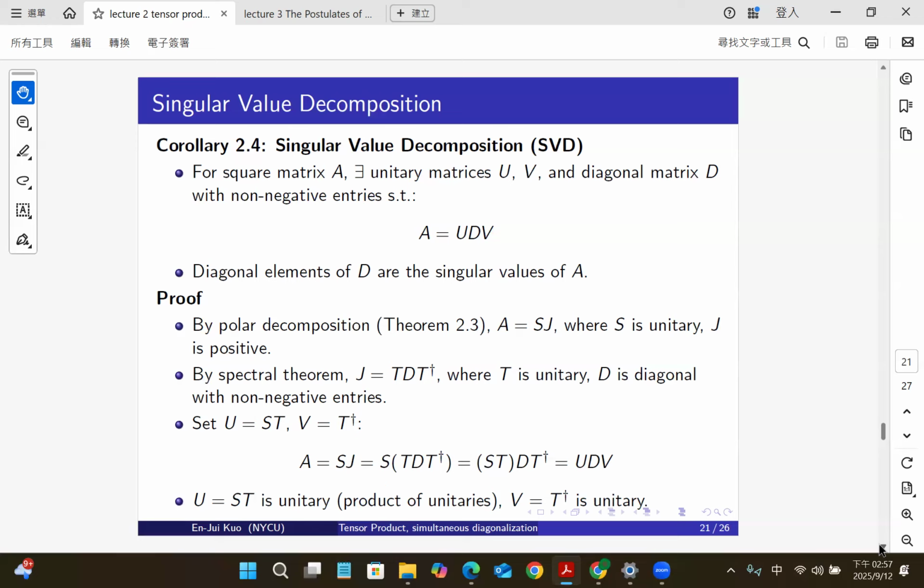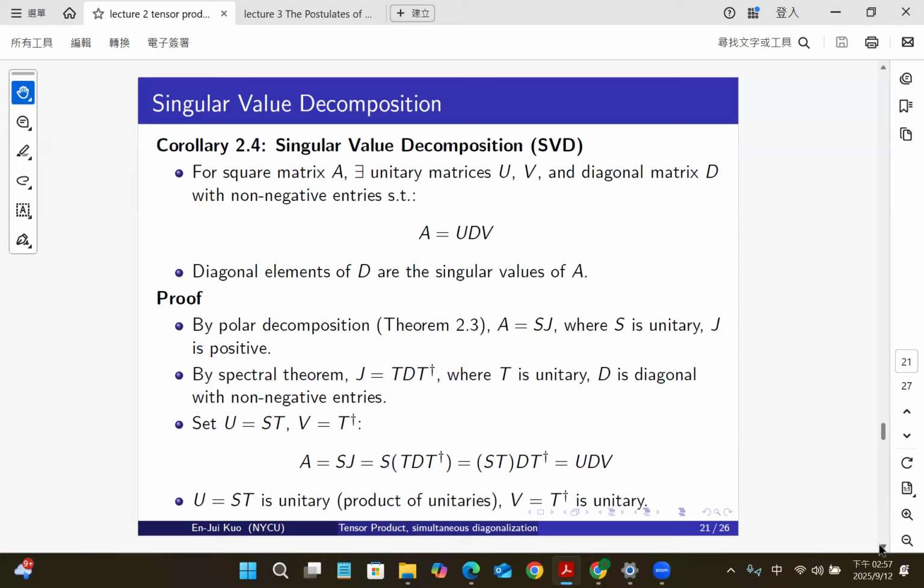So this looks very similar to the diagonal spectral decomposition. But notice that the matrices are different. U and V can be different unitaries, and the D must be non-negative. This is called singular value decomposition. The elements of D are called the singular values of A. So this theorem is interesting because it's somehow a slight generalization of diagonalization. If you allow different unitaries on the right, then you can always choose this D to be non-negative.